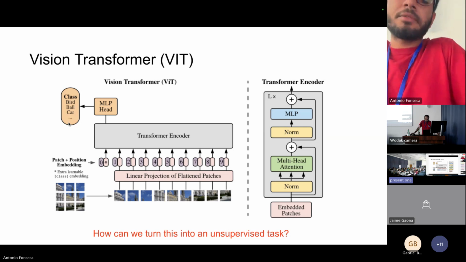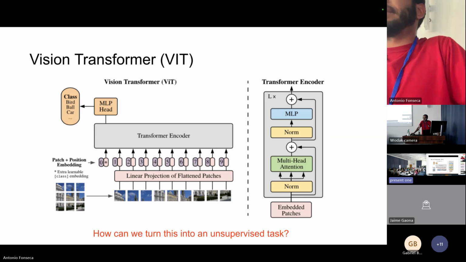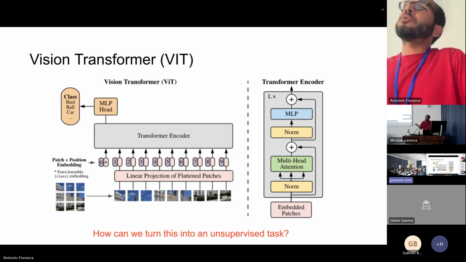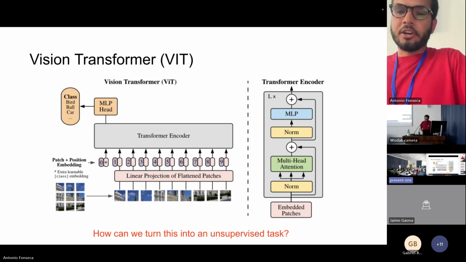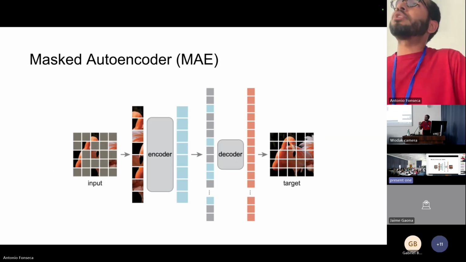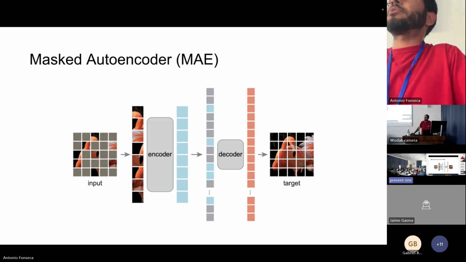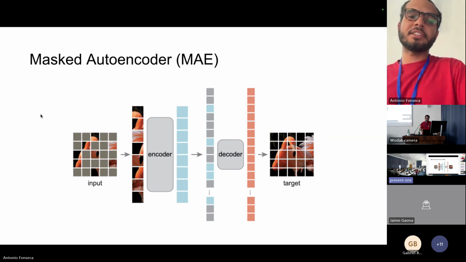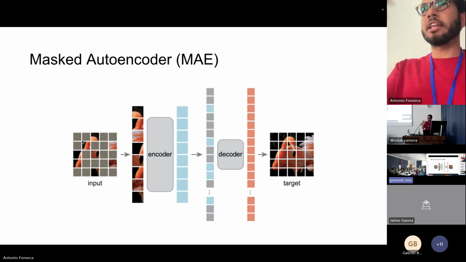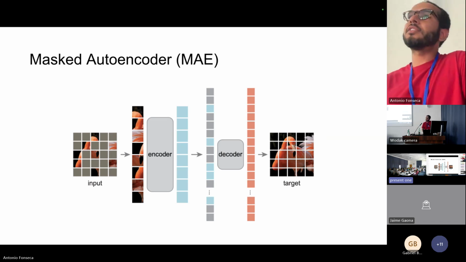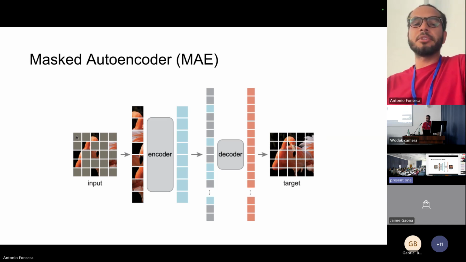So if we are training a model to predict specific classes, that's supervised learning, right? So we're adapting transformers to a supervised learning task. How can we adapt this to unsupervised learning now? We can pretty much bring back what the BERT paper did, where they were masking whole regions of the series, removing words in that specific context. We can do the same thing by removing patches of the image.